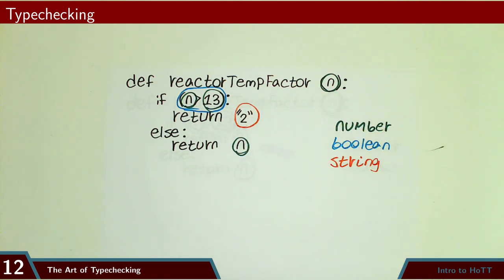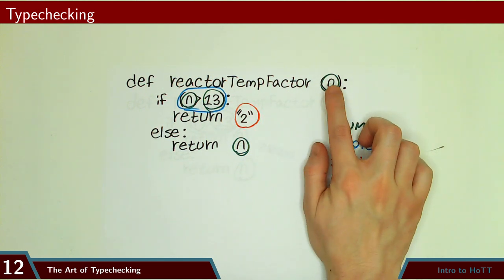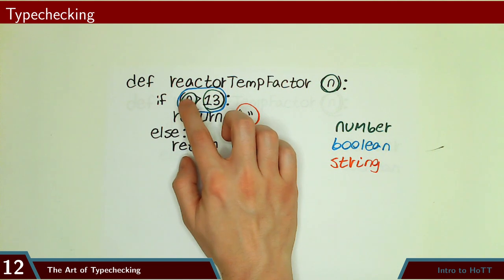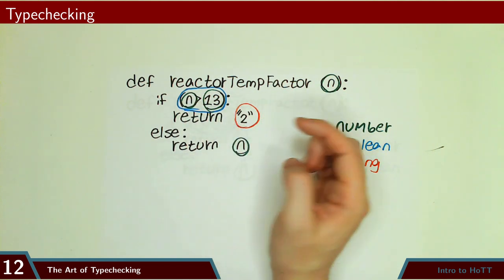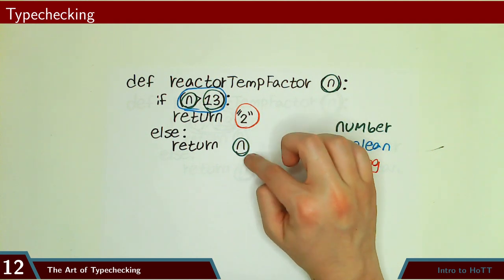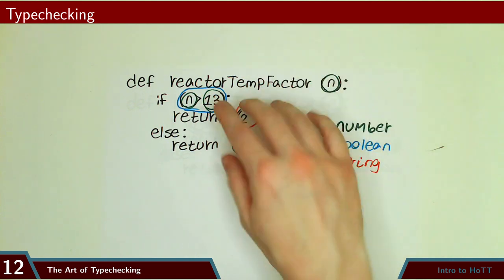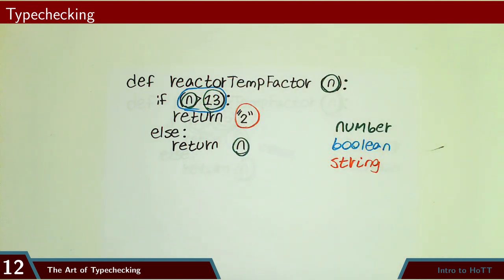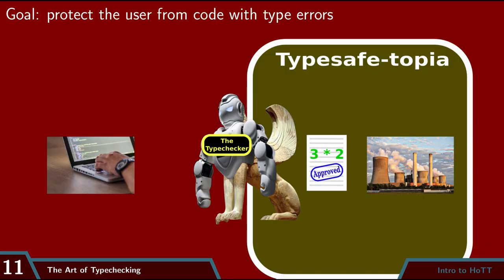Now again, the type checker doesn't actually run the code, so it doesn't know if the input passed in here is going to be greater than or less than 13. And so it has to consider all possibilities. And when it does that, it sees that we have an inconsistent type here, and so it's going to reject this code. And that's the gist of it.